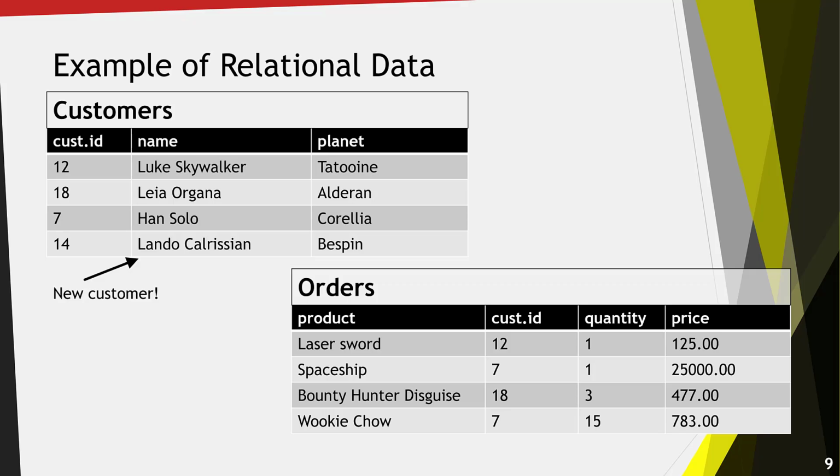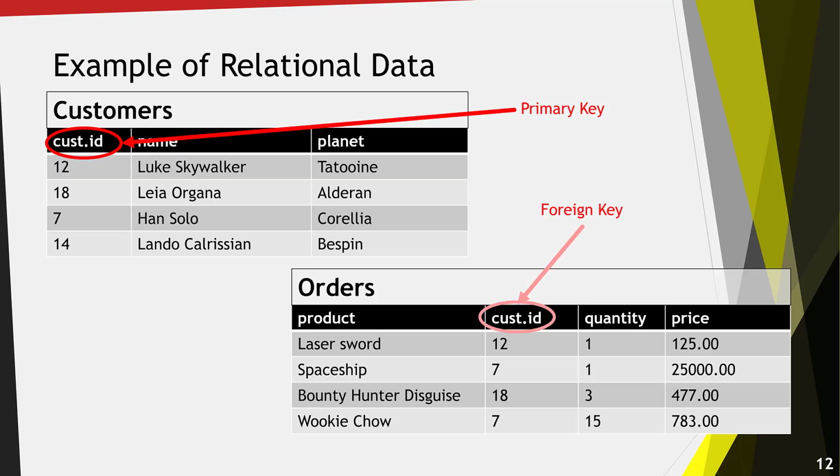So let's take a look at how this works. I've recreated the tables that we saw in a previous video. I'll just make you aware that I've added a new customer ID 14, Lando Calrissian. But notice that Lando Calrissian has no orders in the orders table. Remember that we have a primary key in the customers table, cust.id, which uniquely identifies each customer. That shows up as a foreign key in the orders table. This tells you how each order maps back to an individual customer.